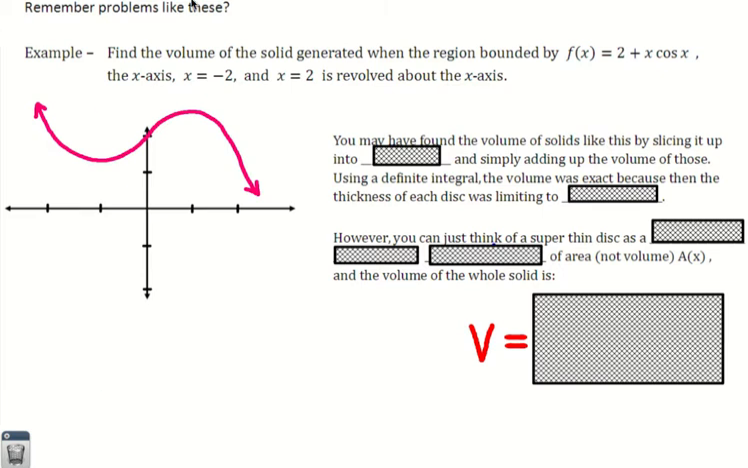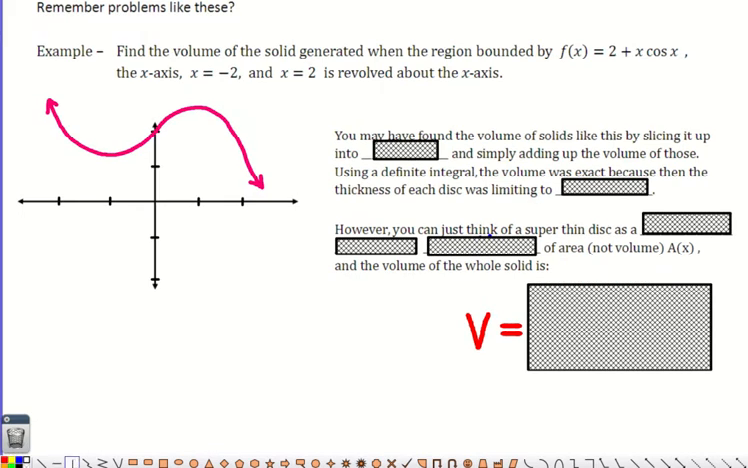It says, remember problems like these? Example: find the volume of the solid generated when the region bounded by this function, which I've graphed here, the x-axis, x equals -2, and x equals 2 is revolved about the x-axis. So here's x equals -2, and here's x equals 2, more or less.